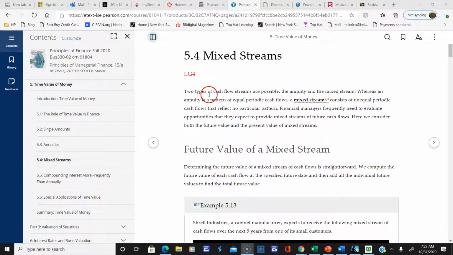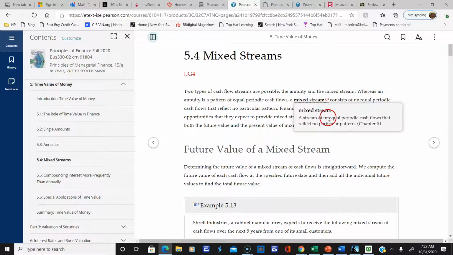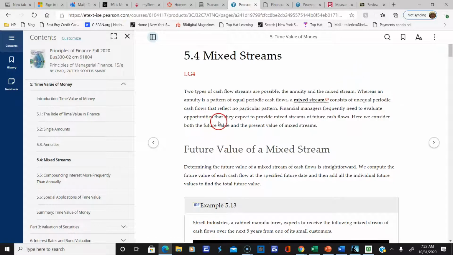So we want to talk about a mixed stream now. So a mixed stream means that there's cash flows that have no rhyme or reason. They're all mixed up, different amounts, different times, and they're going in here. So and again, you can see the definition here. I'll click on it. It's a stream of unequal periodic cash flows that reflect no particular pattern. And those are the magic words, right? So let me highlight that.